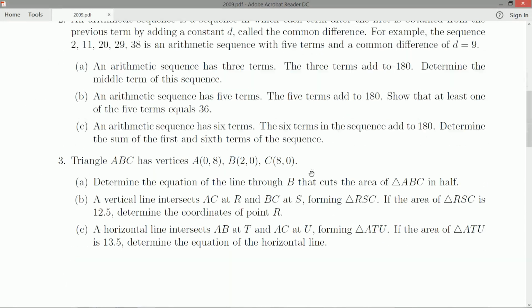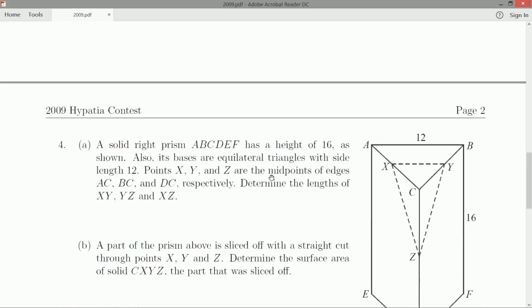Question 2 was a little shorter than I was expecting. That's okay. It just means more time for questions 3 and 4.